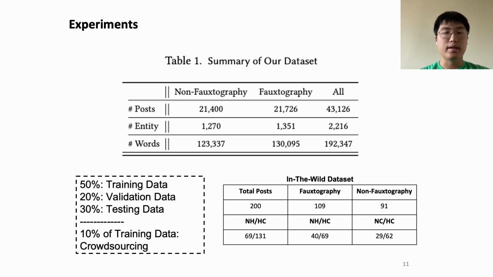We have two datasets for our experiments. The first one is extracted from the Fakeddit and the Fakenewsnet datasets. We only search for the human-centric posts. And to test the generalizability of our model, we also ask the crowd workers to create a new small dataset by submitting the Fauxtography posts they found in social media.